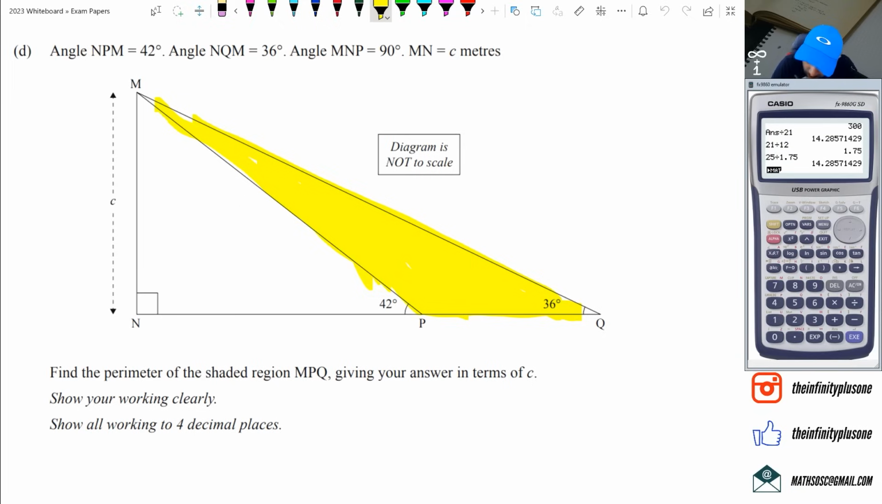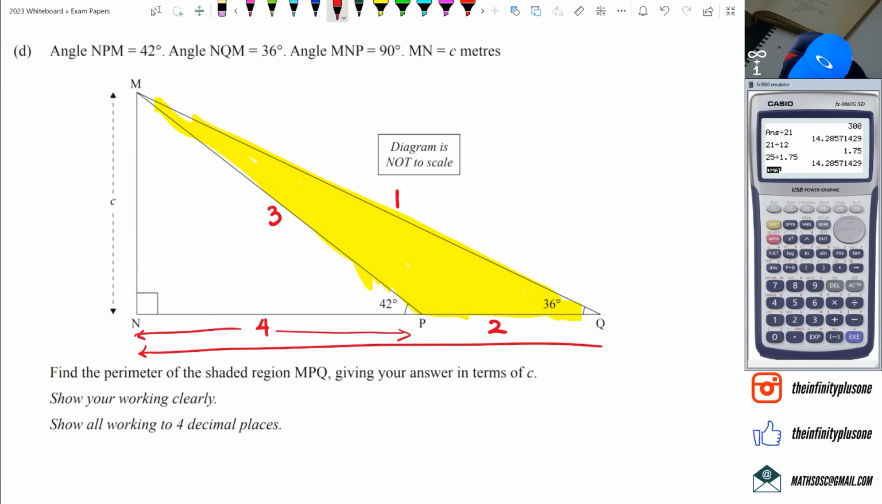Okay, so what we're going to have to do here is find out, I'm going to write these numbers: this is going to be side 1, side 2, and side 3. So we've got to work out these 3 sides. We probably need to work out side 4 as well. The number 4 is from here to here. To work out number 2, I just realized I need a fifth one, which is going to be all the way to the end there. So 5 things that we need to work out.